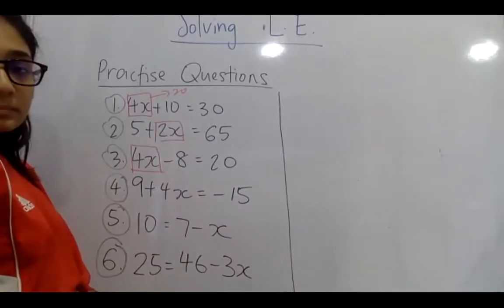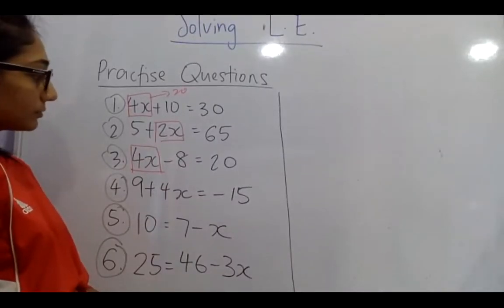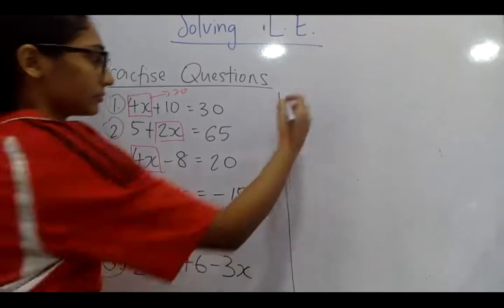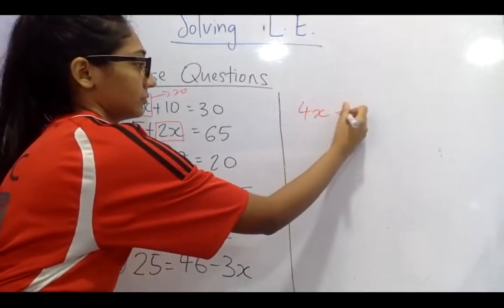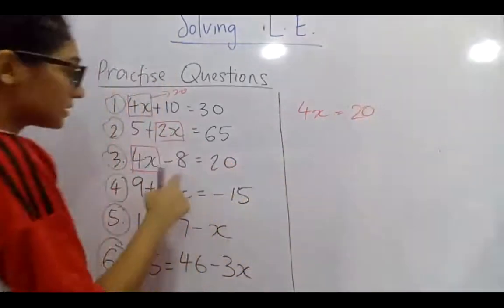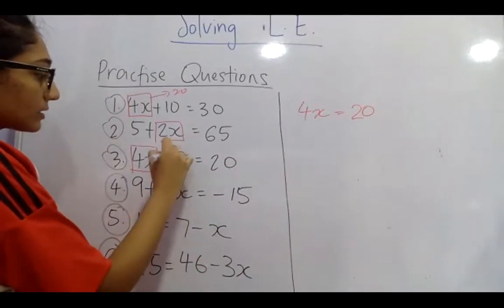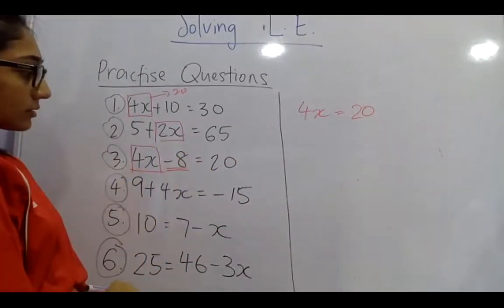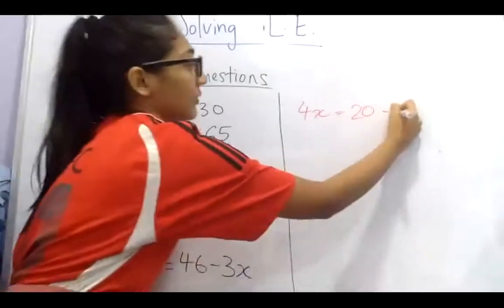X equals 3. Can you explain to me? Okay, so you bring 8 to the other side. So you become 4x equals 20 minus 8. 20 minus 8. This is already minus. Sorry, 20 plus 8. Correct.